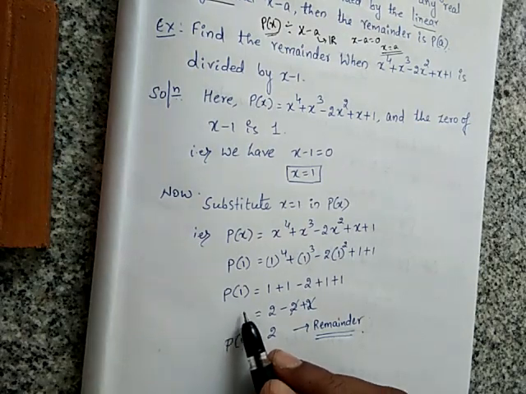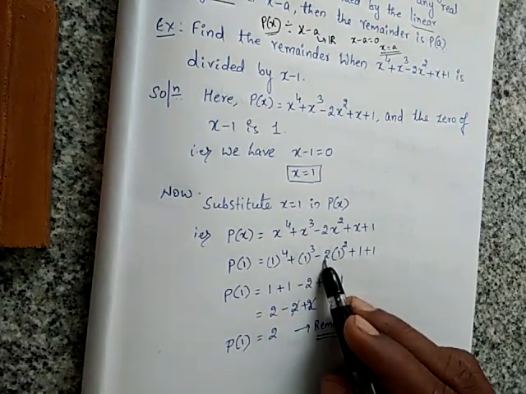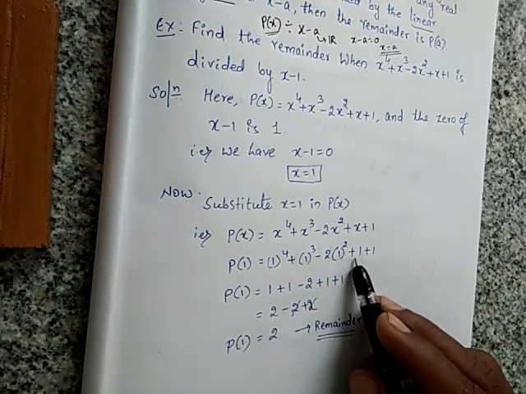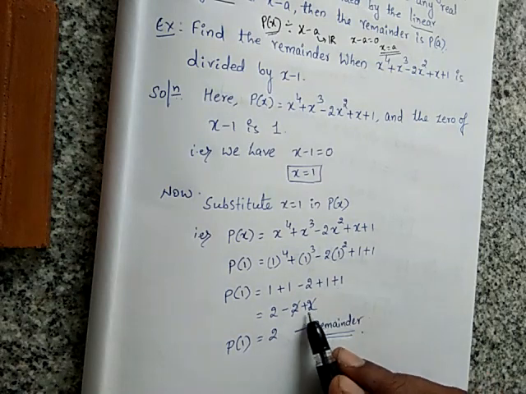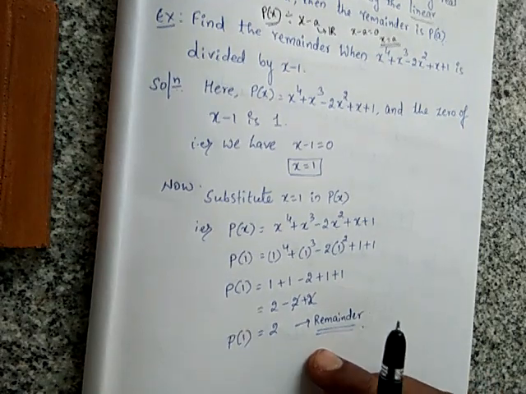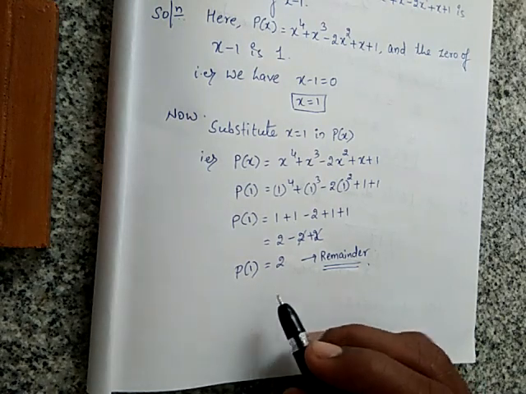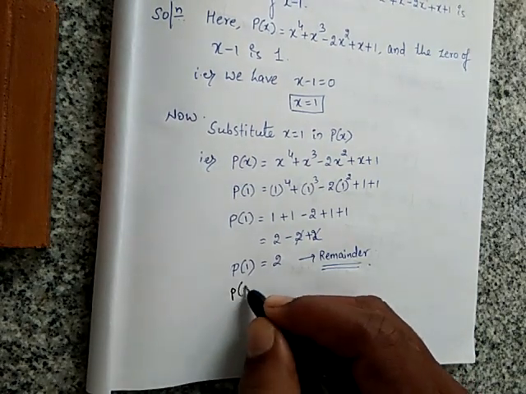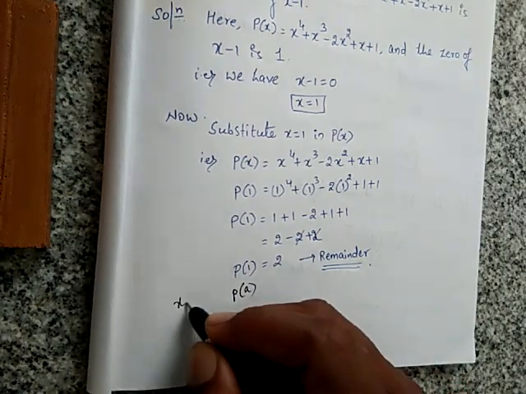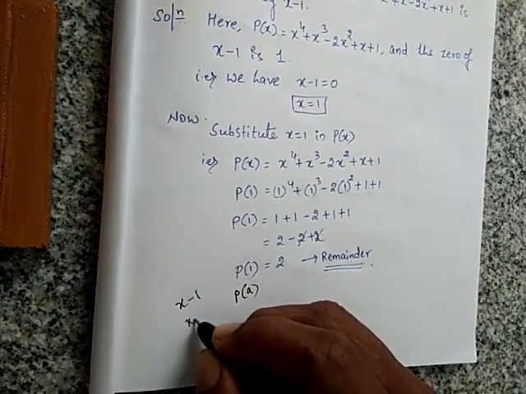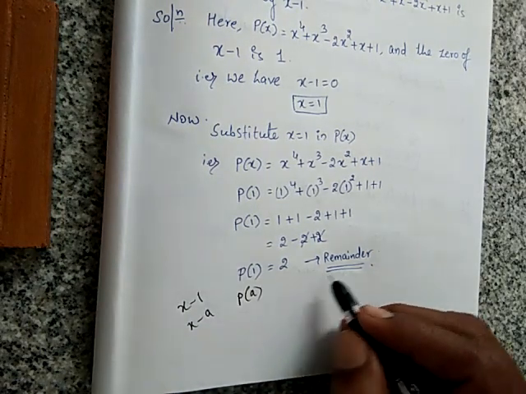Now simplify here. P of 1 is equal to 1 to the power 4 is 1, 1 to the power 3 is 1, minus 2 into 1 is minus 2, plus 1 plus 1. So 1 plus 1 is 2, minus 2 as it is, 1 plus 1 is 2, that is minus 2 and plus 2 get cancelled. So P of 1 is equal to 2. P of 1 is equal to 2 means this is p of a. What is a here? 1. Since x minus 1 is compared to x minus a, what is a here? 1. So the remainder is 2.